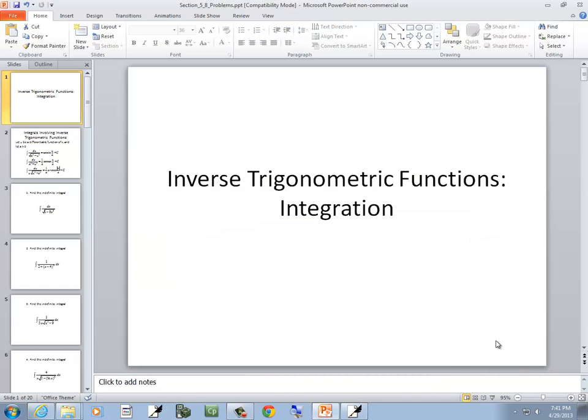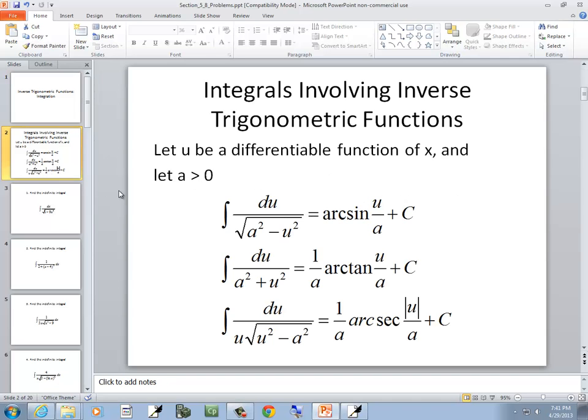Let's take a look at inverse trig functions, integration. We've got integrals involving inverse trig functions. Let u be a differentiable function of x, and let a be greater than 0. The integral of 1 over the square root of a squared minus u squared du is equal to arcsine of u over a plus c.